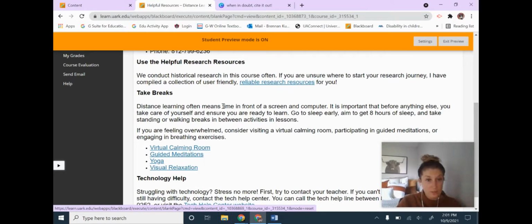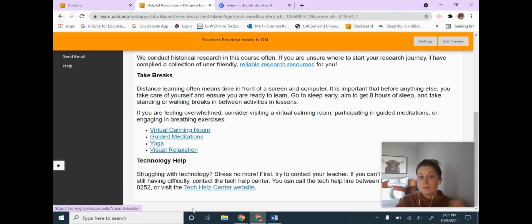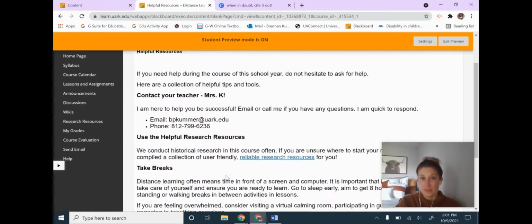But then there's also some resources here that talk about how to be successful as a distance learning student in general, such as relaxation and where to get tech help, because as a distance learning student, you're going to be relying on technology a little bit more heavily than you might in another setting.